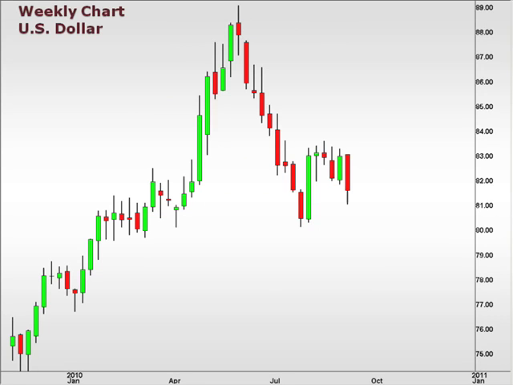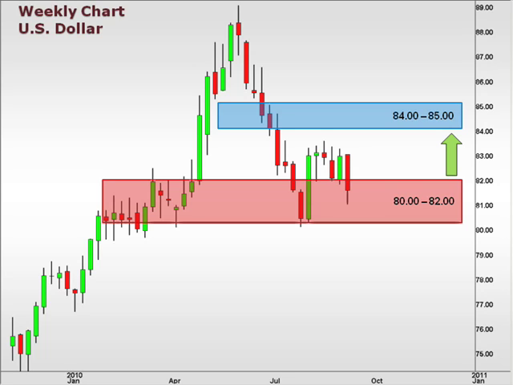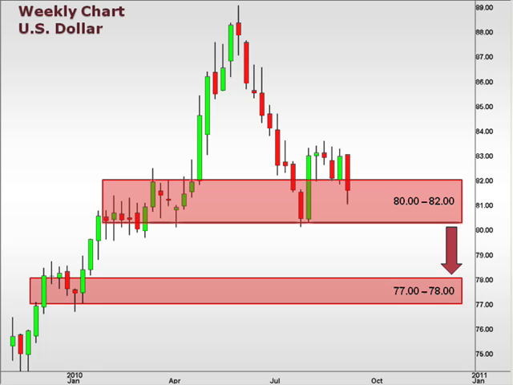Let's start off with a weekly chart of the U.S. dollar index here. This is a great way to gain perspective as to how the U.S. dollar has been trading against a basket of currencies. Now, the dollar index closed last week on a negative note, but still remains within our 80-82 support zone on the weekly chart. Now, as long as this level holds, the 84-85 focal zone remains a key upside target. A break below 80 opens the window for an extended move lower down into the 77-78 focal zone.